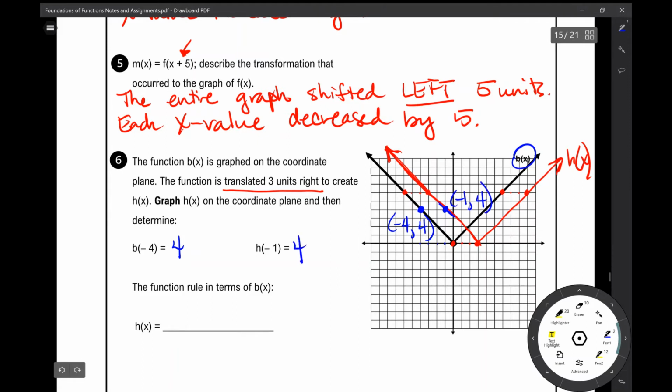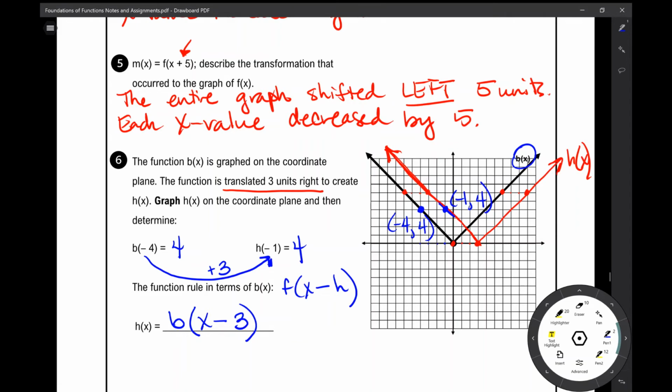So what do we notice? The y values are the same for these two points, but the x values, what happened? To get from negative 4 to negative 1, we added 3. But again, that function rule is f of x minus h. So how are we going to write this? H of x equals b of x minus 3. We move to the right 3, but it's x minus, and then you put that positive 3 there. So just be very careful. Let's move on to our next transformation.